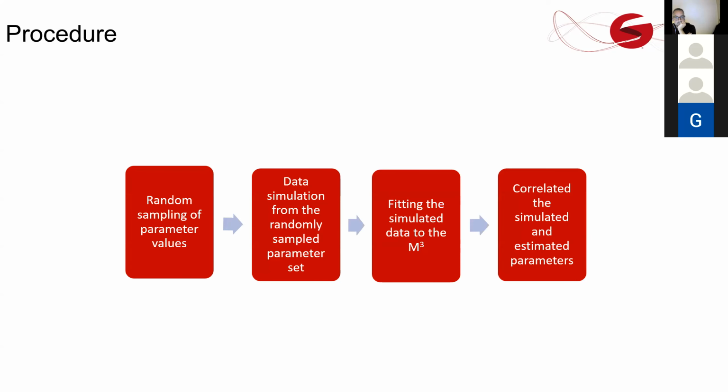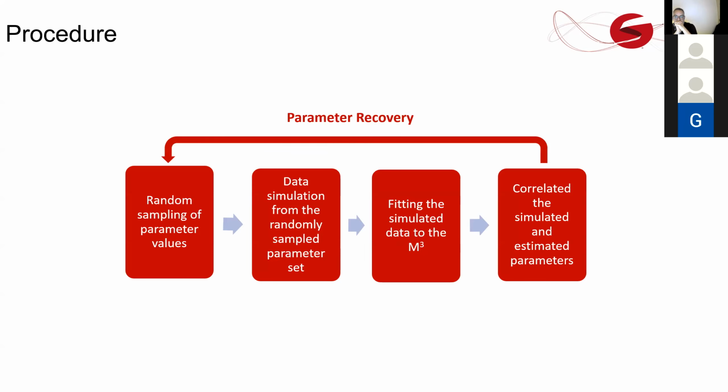So what was our procedure here? First, we sampled random parameter values, which were then used to simulate random multinomial data for the model. Then we fitted the data to the M3 model, and in the last step we correlated the estimated parameters with the parameters we sampled in the first place.